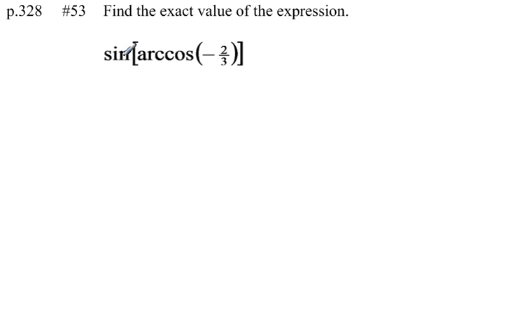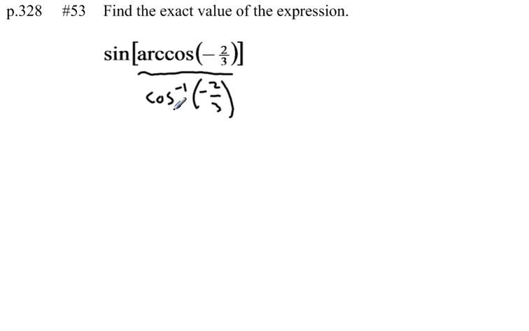Let's forget about this sine for now. Let's just look at this inner part. We need to find the arc cosine of negative 2/3. That can also be written as the inverse cosine of negative 2/3. Okay, so let's try to draw a diagram of this situation.